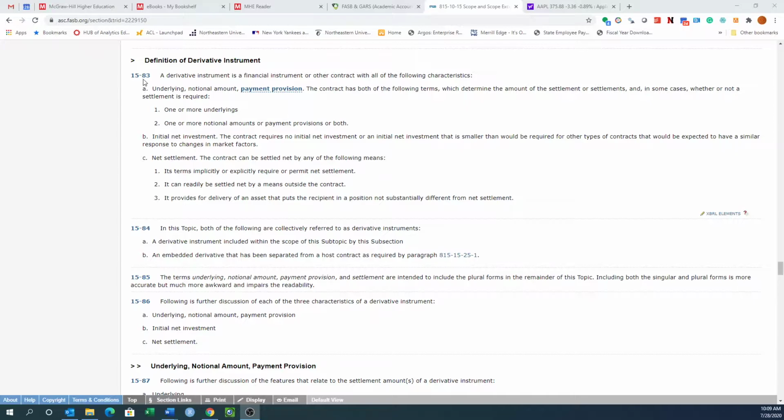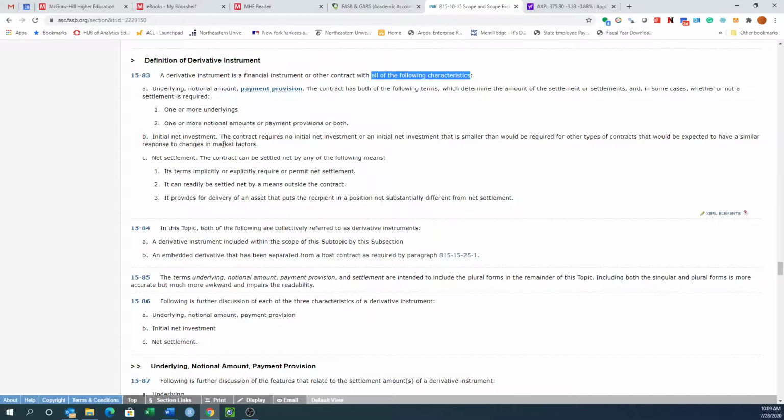And here it is in 815-10-15-83. And here are the three items. And it has to have all of these items, has to have all of the following characteristics in order for this to occur. And we'll go through and get a little bit of a better understanding by giving you a live example of what these things really mean.